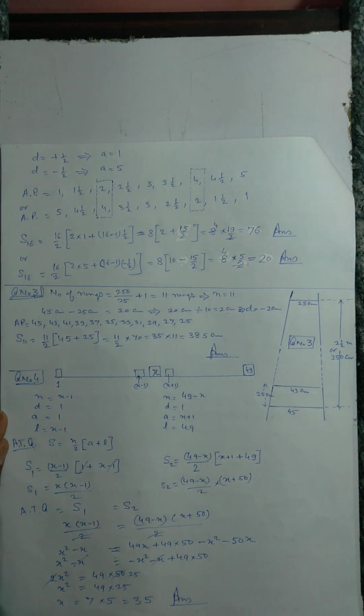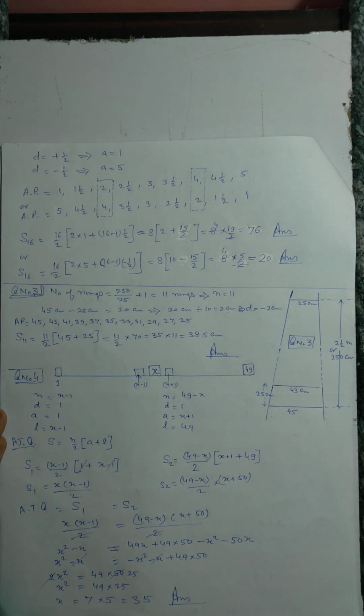Now proceed to question number 4. The houses of a row are numbered consecutively from 1 to 49, so that there is a value of x such that the sum of the numbers of the houses preceding the house numbered x is equal to the sum of the numbers of the houses following it. Find this value of x.